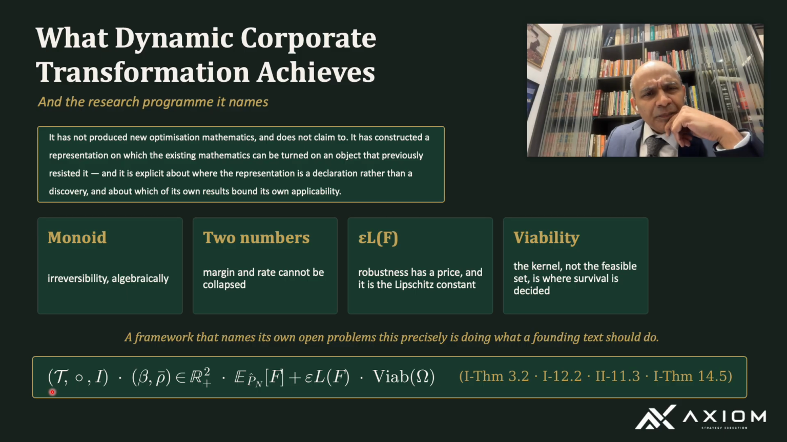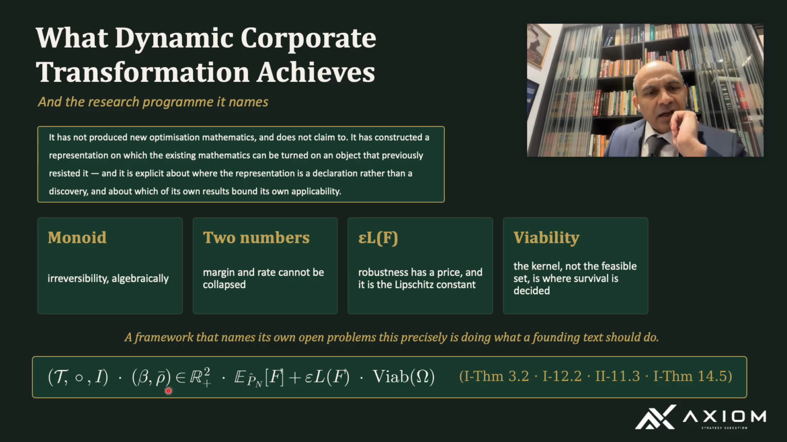Over here, this is the transformation algebra. T being the set of enterprise transformations, the composition of transformations, and the identity transformation I, which means transformations form an ordered algebraic system in which actions can be composed sequentially.